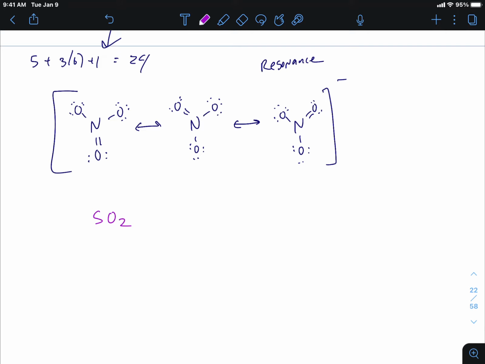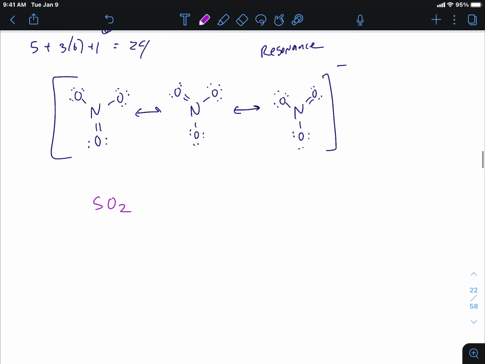A molecule like SO2. 6 plus 2 times 6. Okay, so now we've got 18. Sulfur in the middle. Are both atoms that are bonded to sulfur the same? Yeah, okay. So let's try to draw our diagram here.